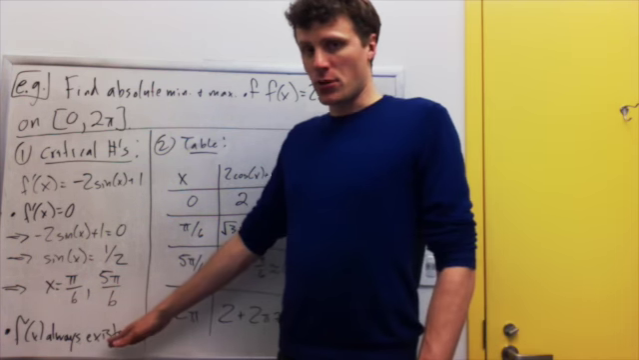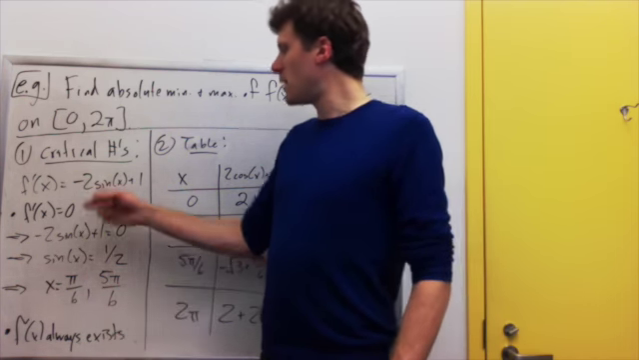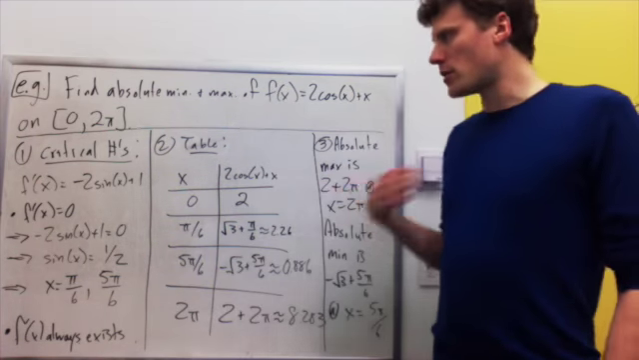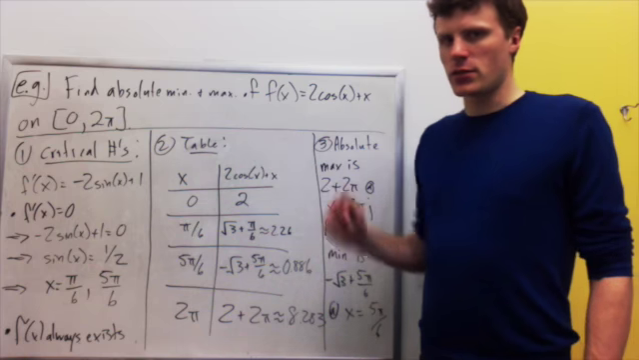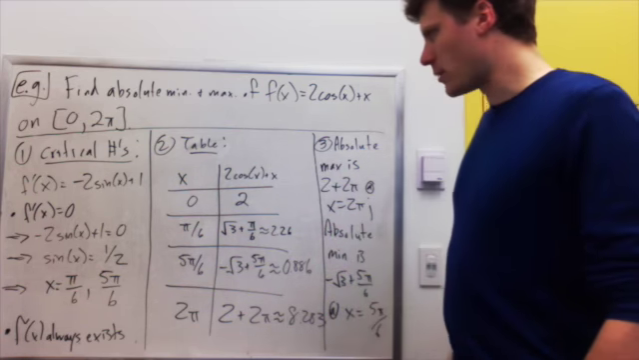Also, we care about critical numbers where the derivative does not exist, but negative 2 sine of x plus 1 is a perfectly fine continuous function on the entire interval. It exists everywhere, so this derivative exists everywhere. There are no other critical numbers.